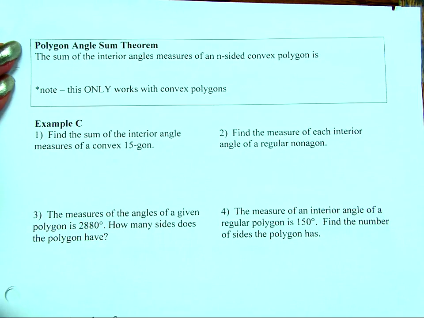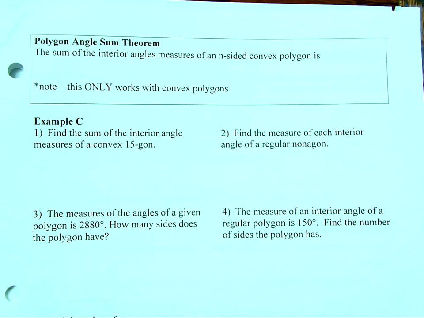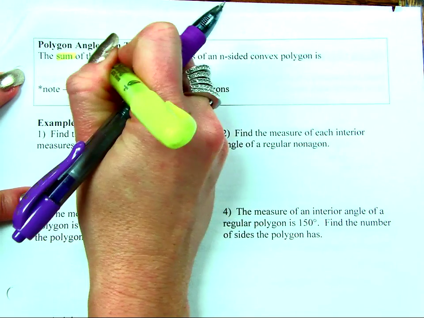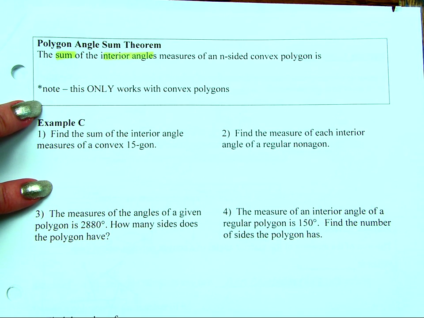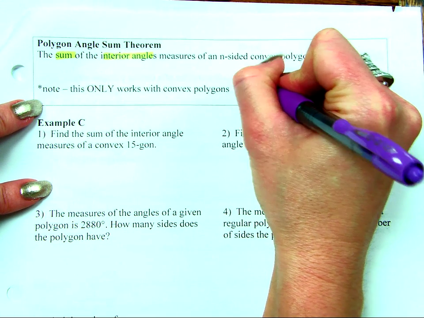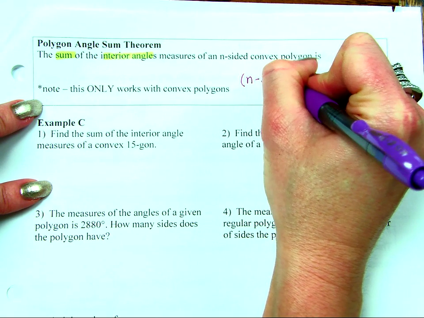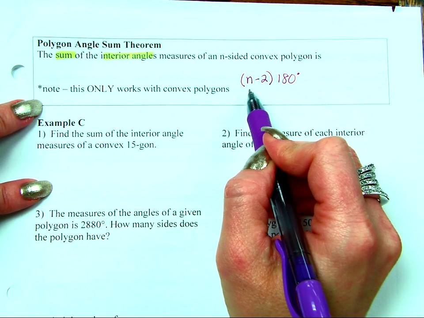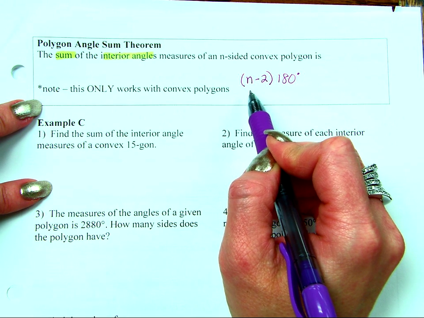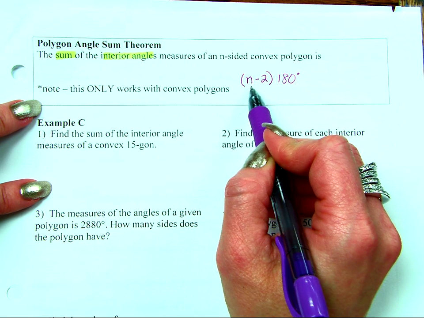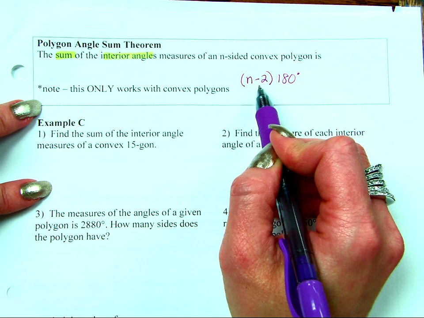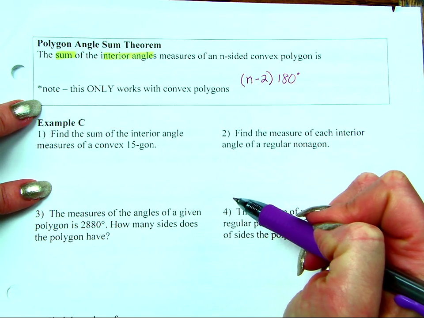So as you flip your paper over, the polygon angle sum theorem. The sum of the interior angles of an n-sided convex polygon is n minus 2 times 180 degrees, where n is the number of sides that we have. So even if I had forgotten how many degrees are in a pentagon, I can take 5 and plug it into my formula. 5 minus 2 is 3. 3 times 180 is 540 degrees.